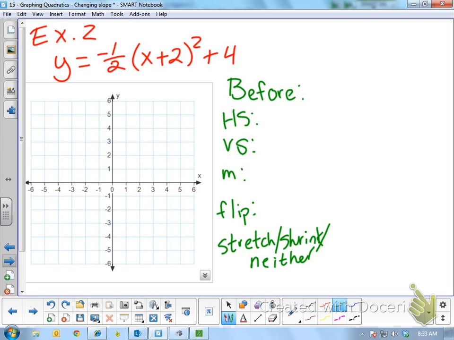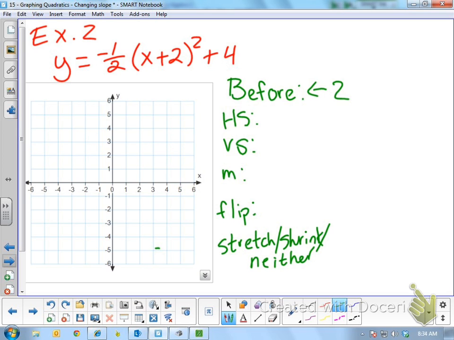If it's a positive 2, we are going in the opposite direction of what we expect, so we're going to the left. No, my left. To the left. I just have to think hard since I'm backwards from you guys. To the left, 2. Now we need vertical shift.